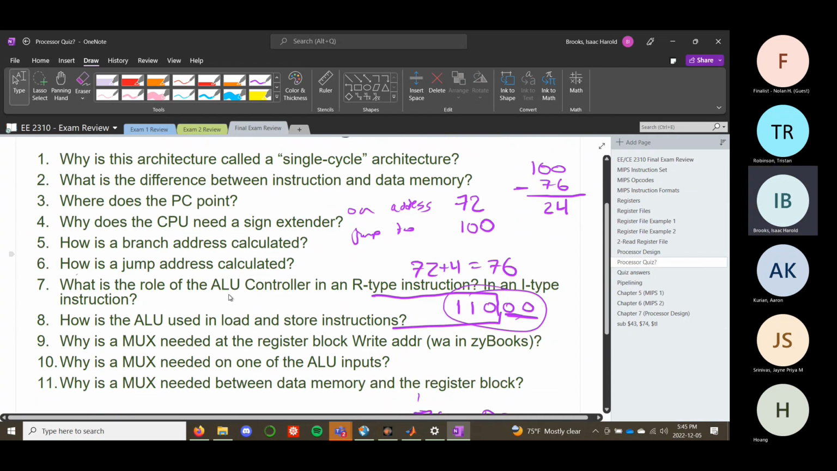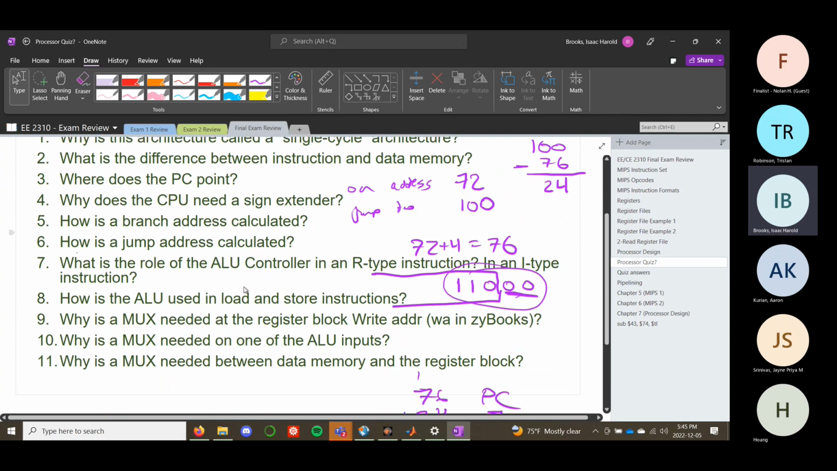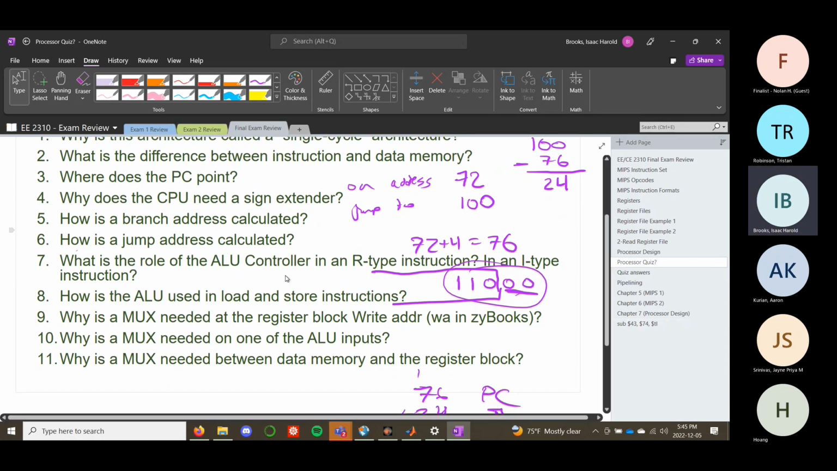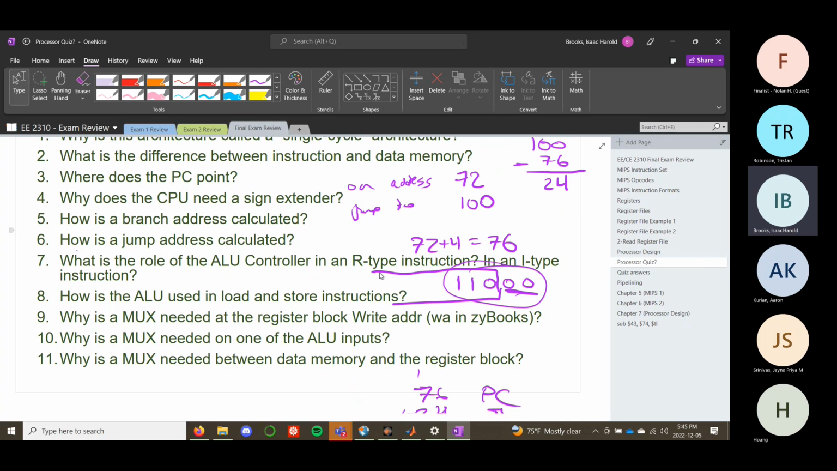What is the role of the ALU controller in an R-type instruction, in an I-type instruction? The ALU controller is going to tell it which operations to do. In an R-type instruction, it's going to say something like add or subtract. In an I-type instruction, it depends on the instruction. In the ones where you have an offset, like a load or a store word, you're going to have the offset plus whatever the base address is.